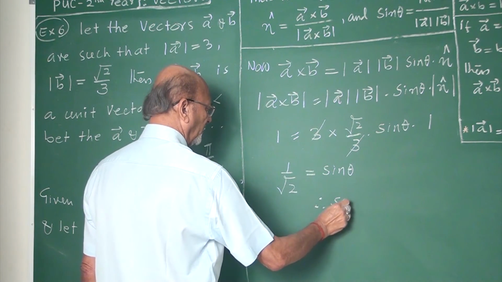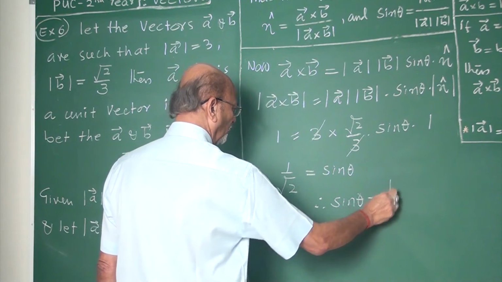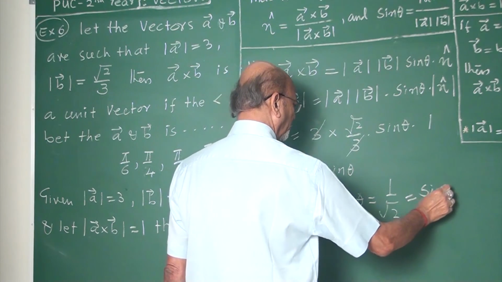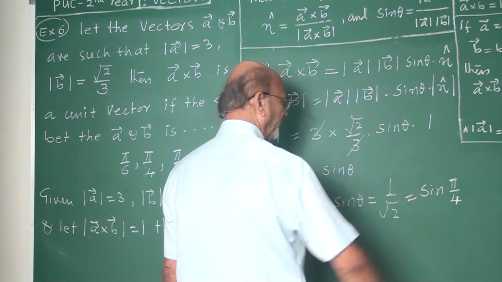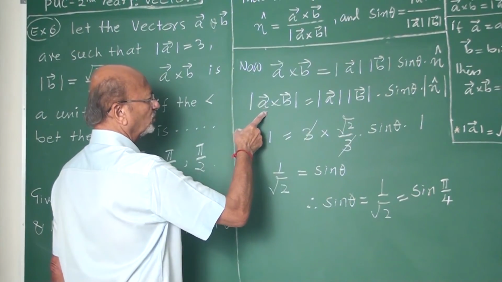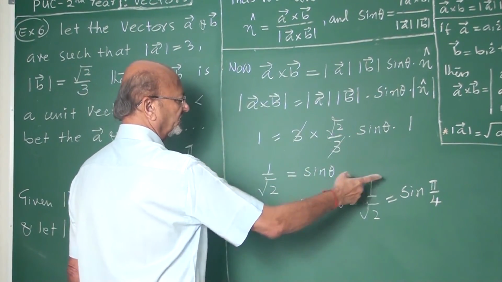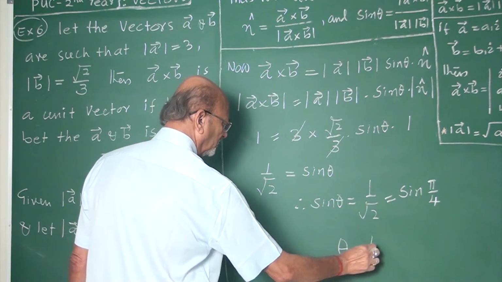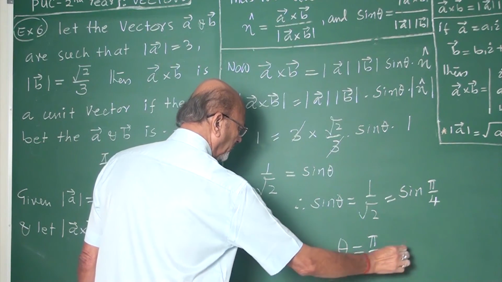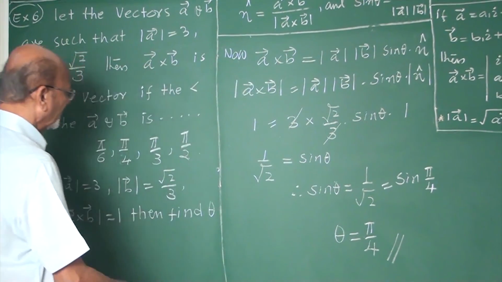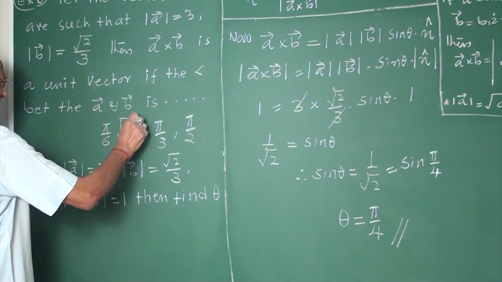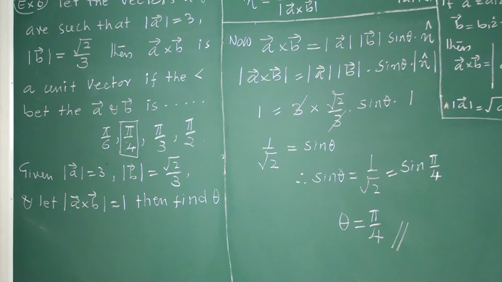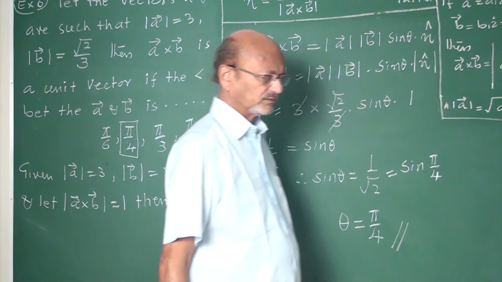Therefore, sine theta is 1 by root 2. This is sine 45 degrees, pi by 4. Magnitude of sine theta means it is in the first quadrant. So this gives the angle theta equal to pi by 4. Which option is the answer? Second option. Second option is the answer. It is a good question.